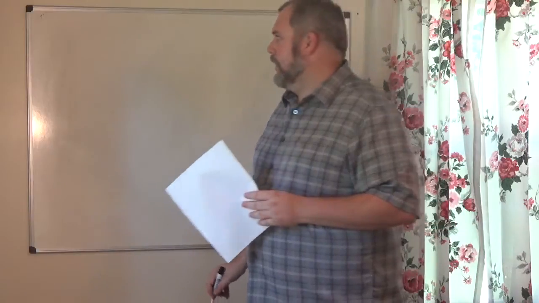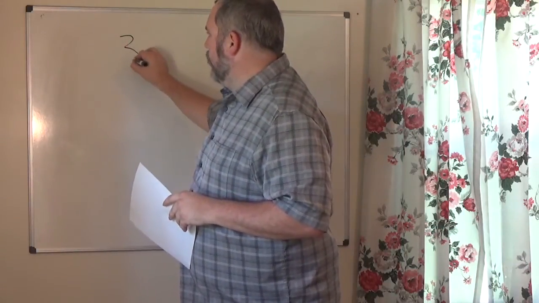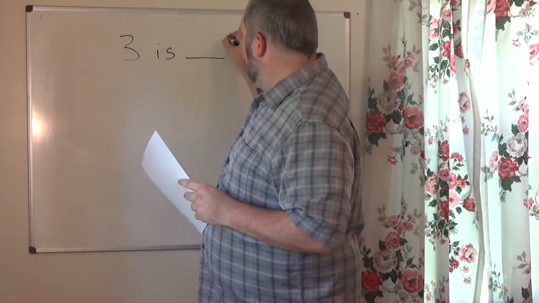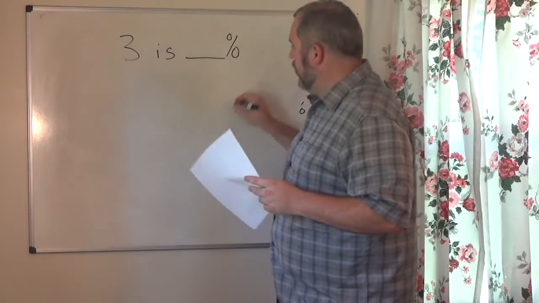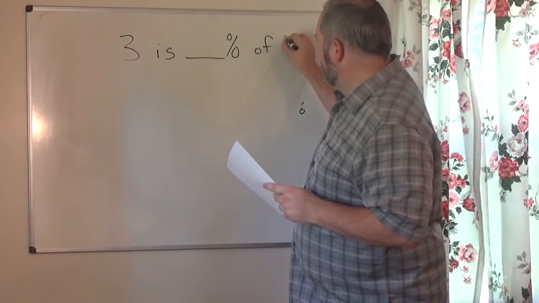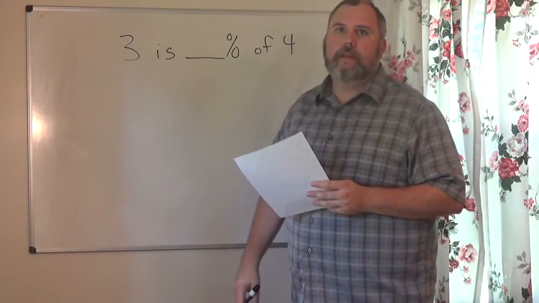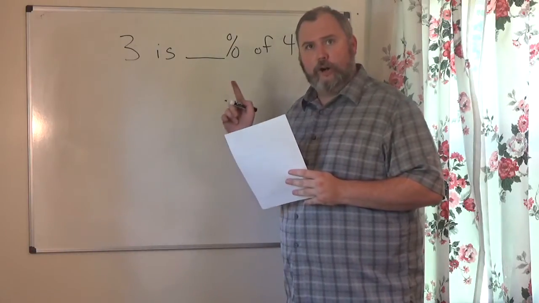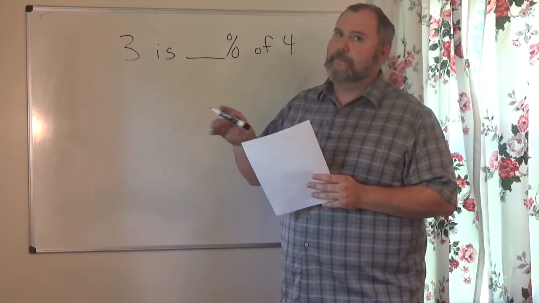Number one, it says, I'm going to write it up on the board. I want you to see exactly what I'm going to do. 3 is blank percent of 4. Oh no, baby's waking up. All right, I've got to do this problem before I go change his diaper. Yes, I am a father, I am home.